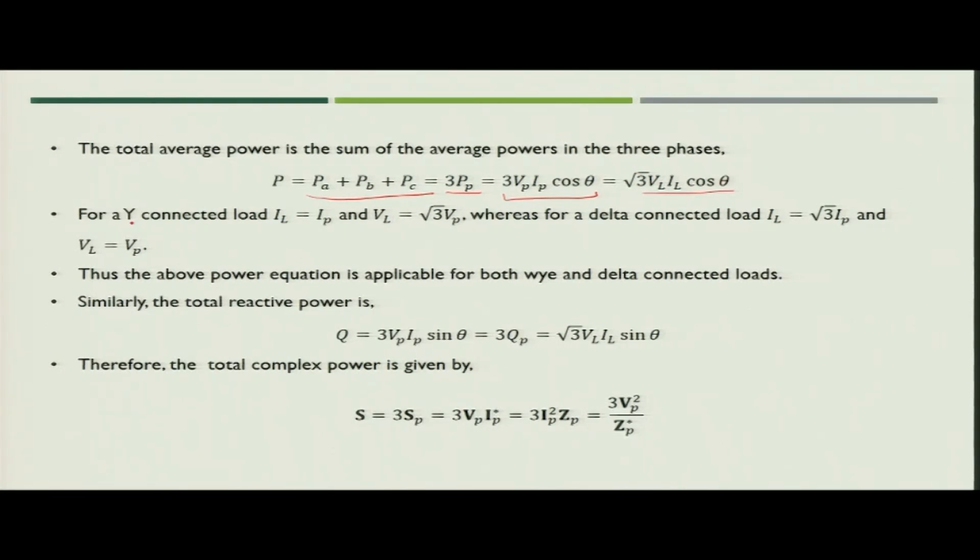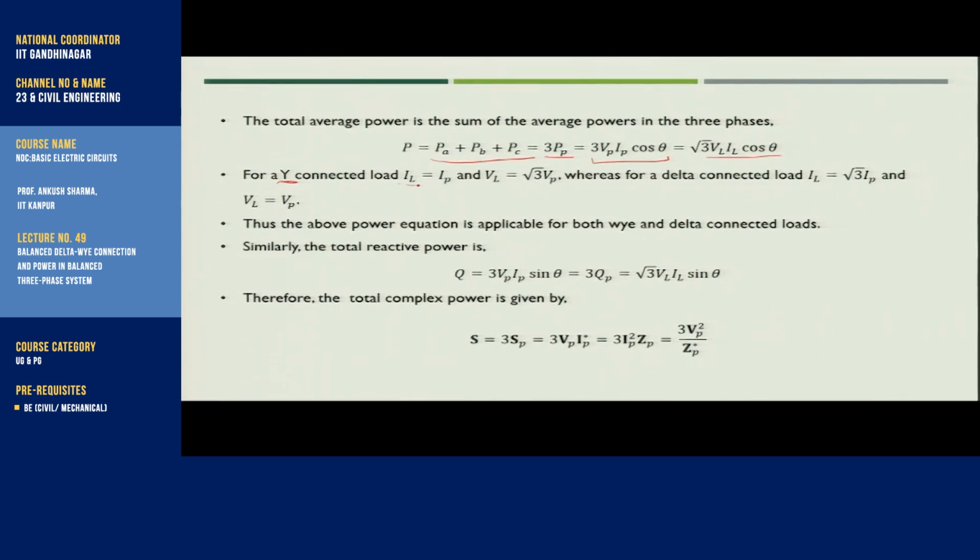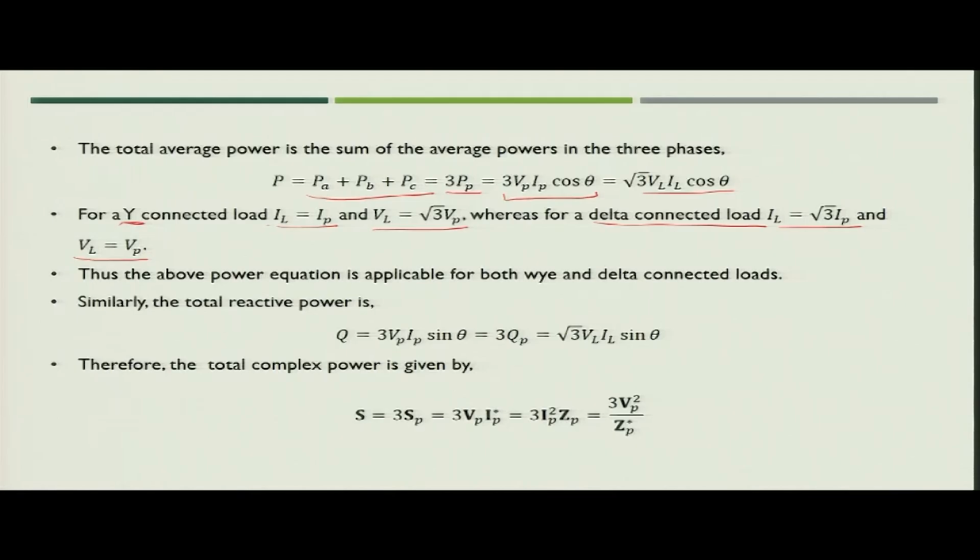Now, in case you have a star connected load, your phase current will be equal to line current, and line voltage will be root 3 times your phase voltage, whereas for a delta connected load, your line current will be root 3 times the phase current and phase voltage will be equal to line voltage. So, what we can say is, irrespective of the load, whether it is star connected or delta connected, your total power will remain equal to root 3 VL IL cos theta.